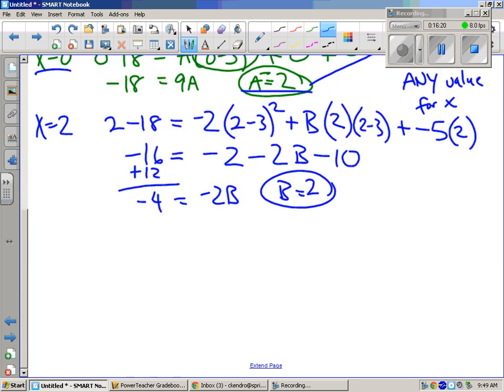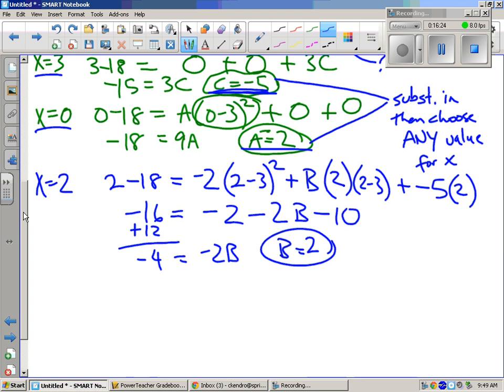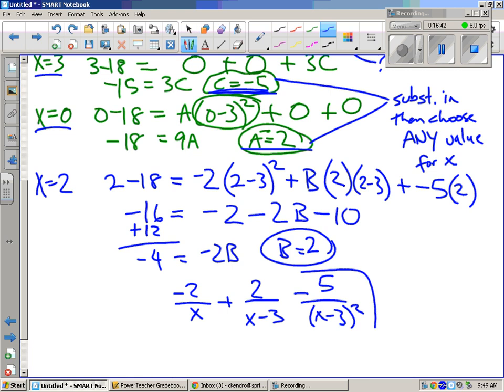All right, we're almost done. We're going to take our a, b, and c, which we have circled right here, and plug them back in. So I have negative 2 for a over x, plus 2 for b over x minus 3, and then negative 5 for c, and that was over x minus 3 squared. So there we go. Kind of a long process, but nothing overly difficult.